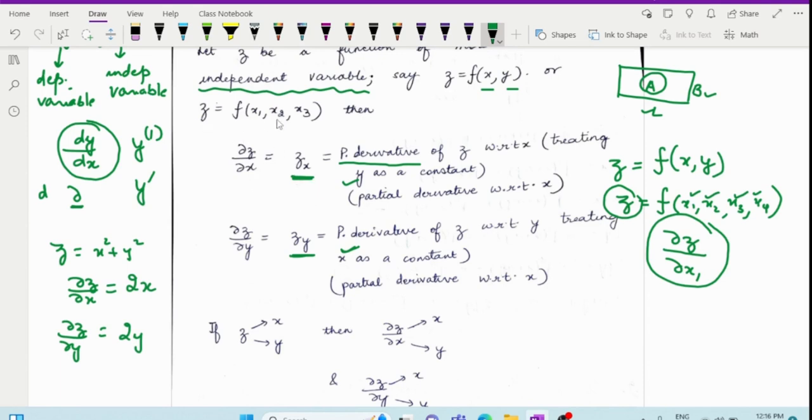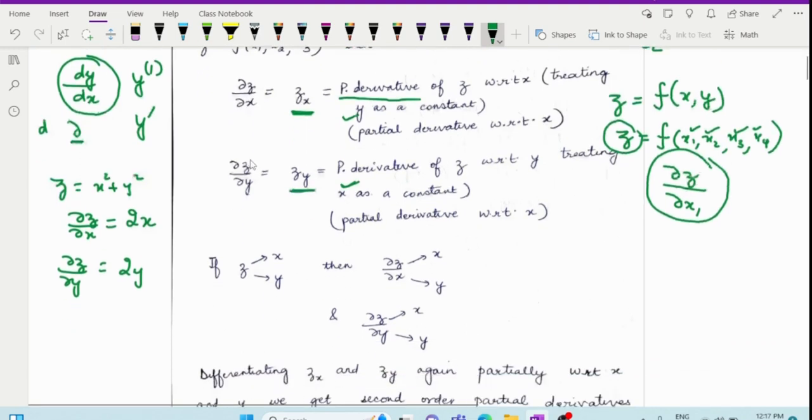And in a three-dimensional setting, suppose you're talking about del z by del x1, then you'll differentiate with respect to x1, treating x2 and x3, both of them, as constants. So whatever you are differentiating with respect to in partial differentiation, only that change will be captured. Other variables will be treated as constants during that partial differentiation.